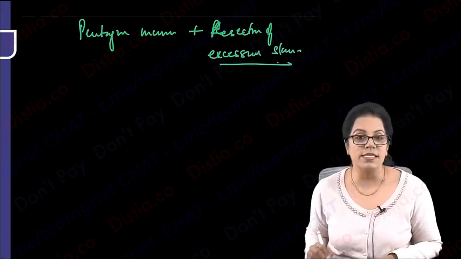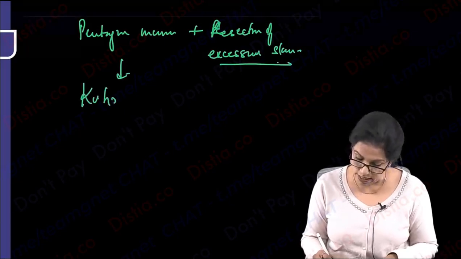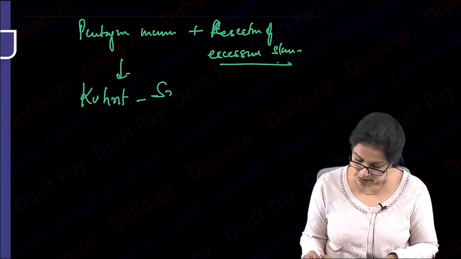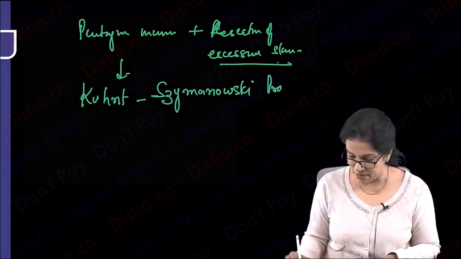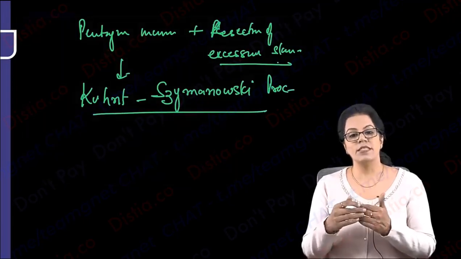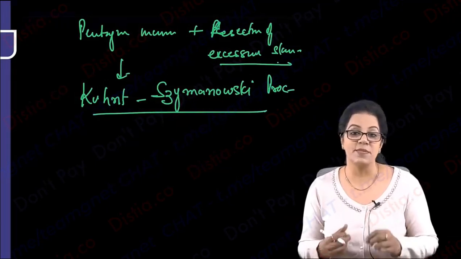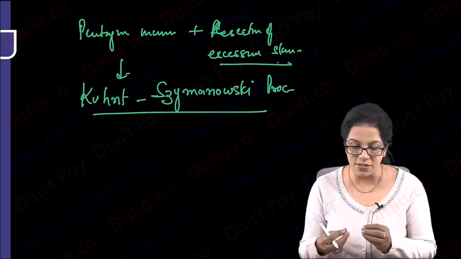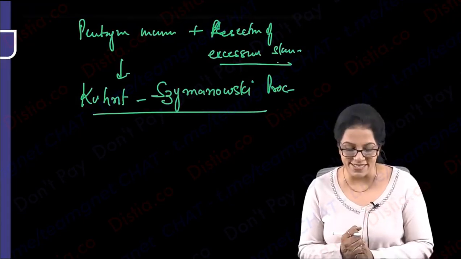Right? So this is what is called, you are asked sometimes, Kuhnt-Szymanowski procedure. Okay, just remember the name. Only the name is also enough. At your level, what they've asked you is: this procedure is done for which condition? Entropion or ectropion. It has been that simple. So I am talking a little bit in quite some detail here, so you should be able to answer all questions.